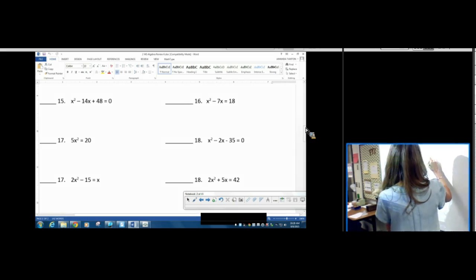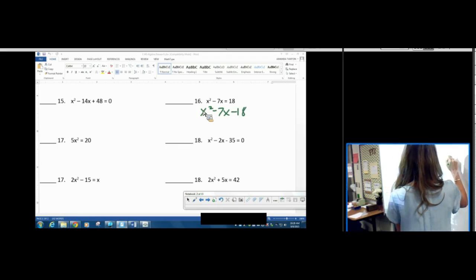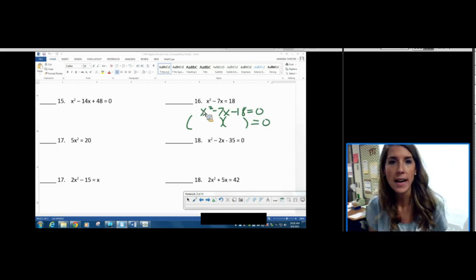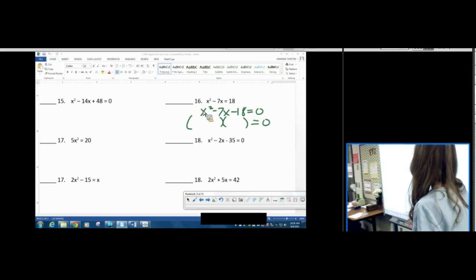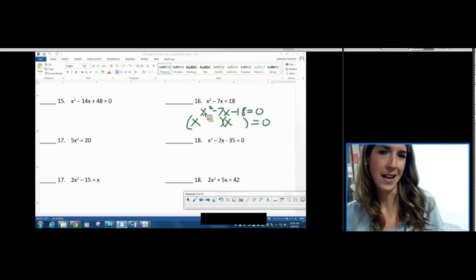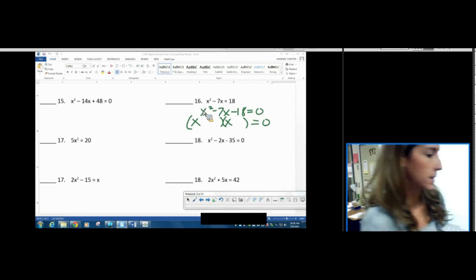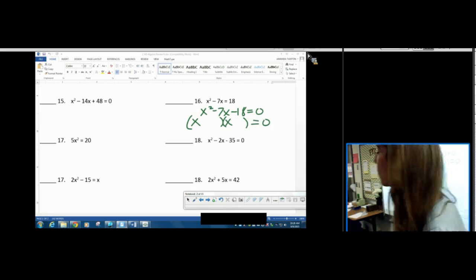We're, of course, going to set it equal to 0. x squared minus 7x minus 18 equals 0. We're going to open up our parentheses and get ready for factoring. Get in your factoring position. We are going to put an x and an x here because that's the only two things that multiply to get x squared, x times x. Or, of course, x squared times 1, but we know we're supposed to separate those.